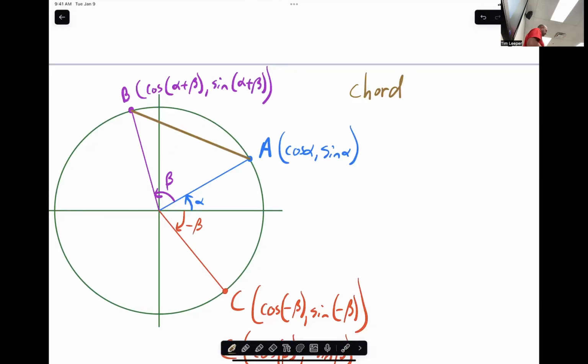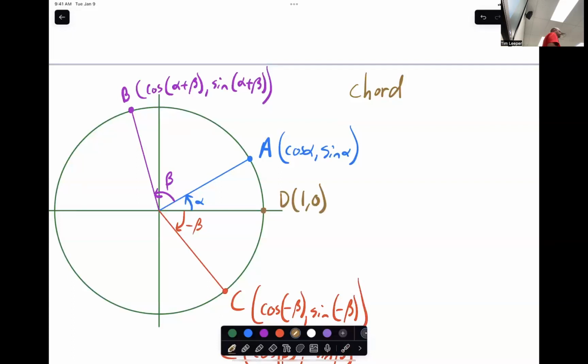Actually, was that the right one? No, sorry, my apologies. You're going to want to erase that one. My apologies, I was wrong. What I'm going to do is I'm going to introduce a point D here as well. Point D is going to be the coordinate 1, 0. There we go, that's better.